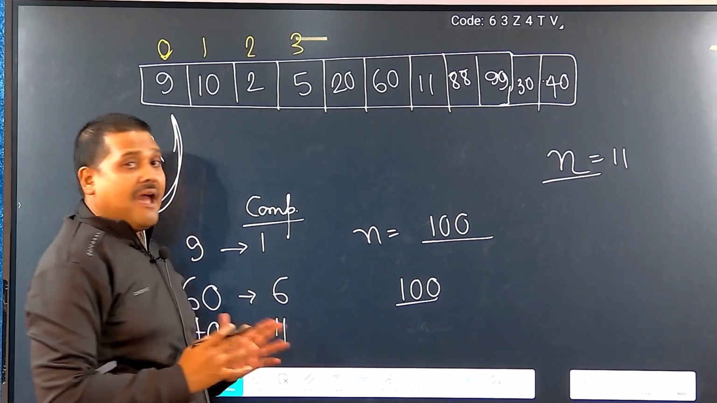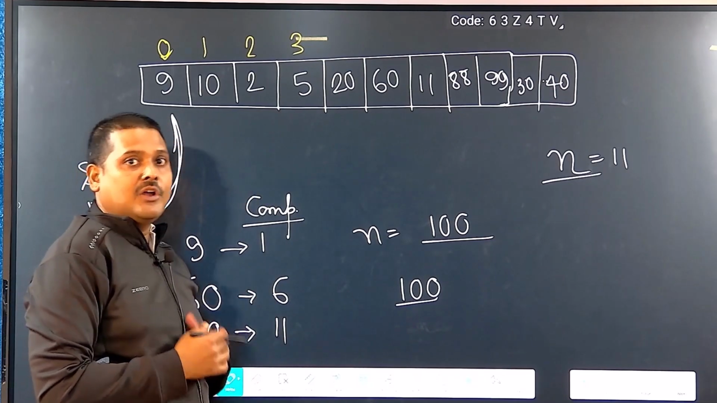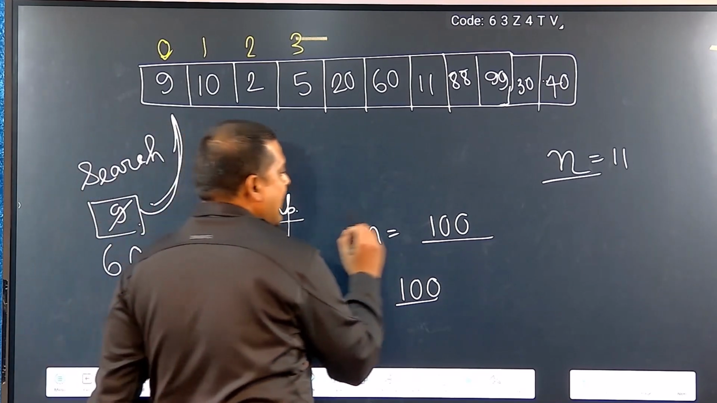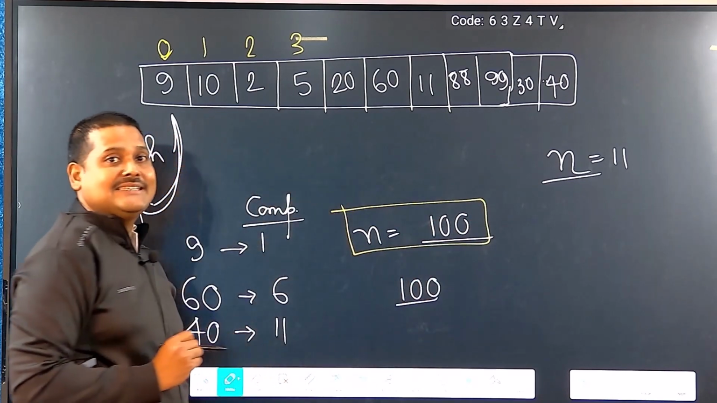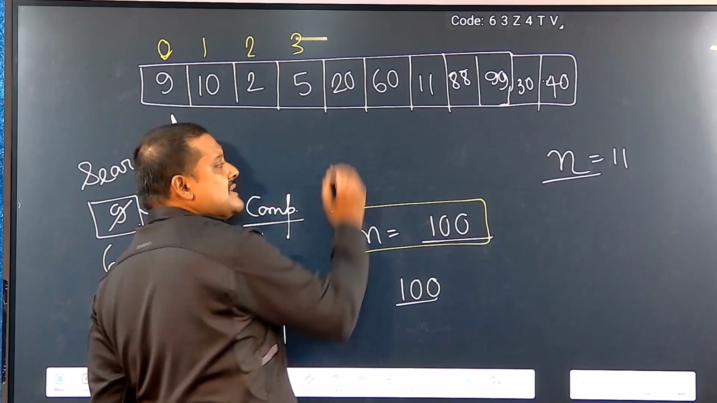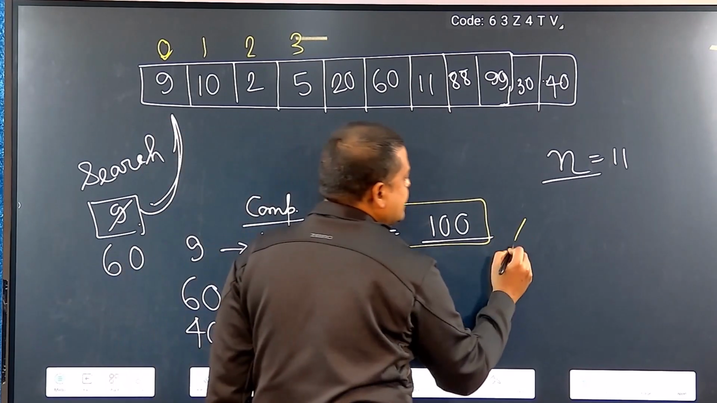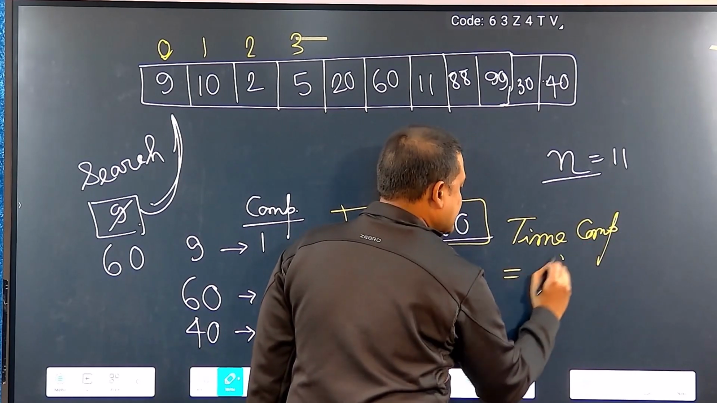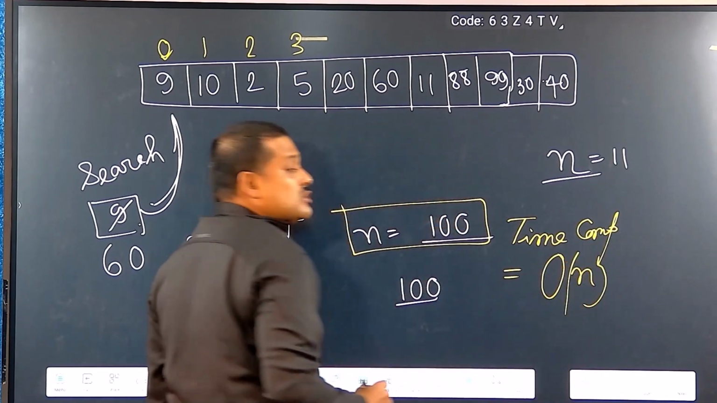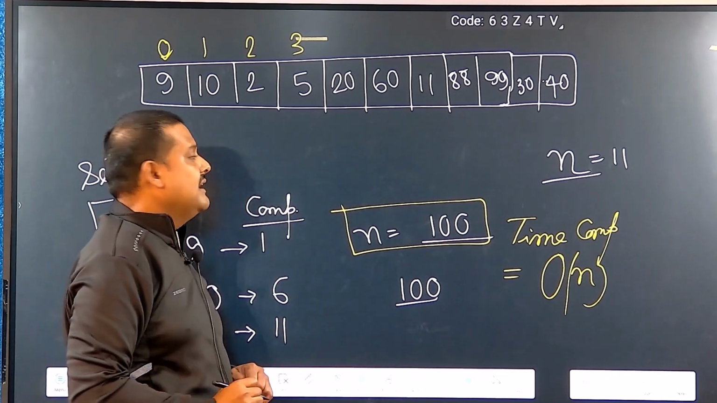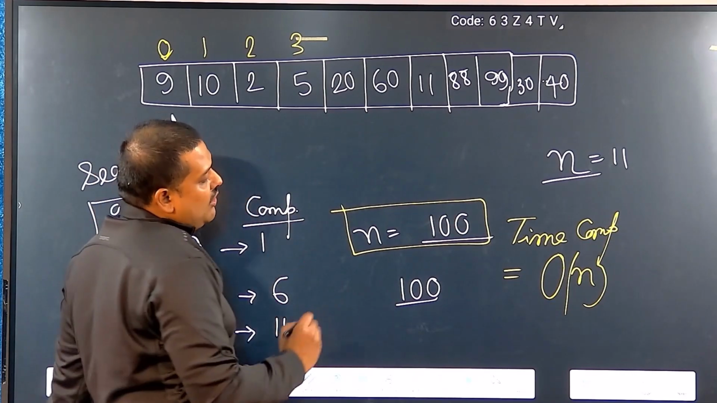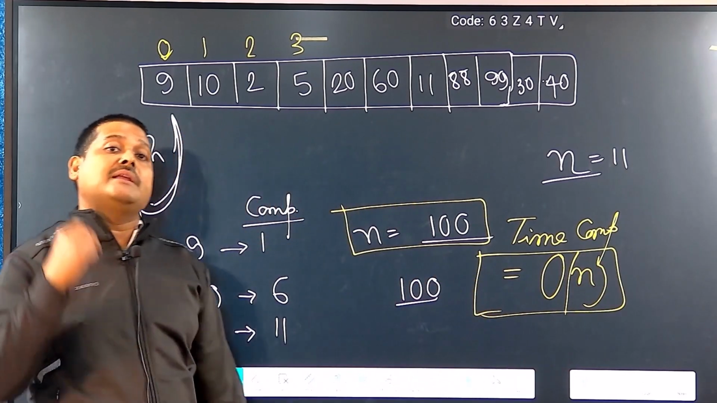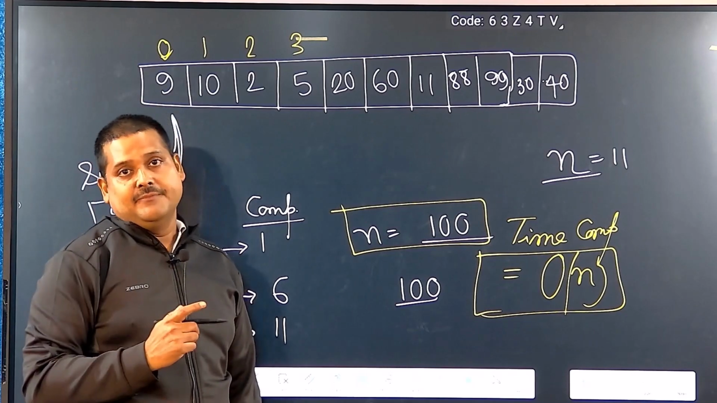But do you have any better way of storing these elements, so that we are able to search the element efficiently, in less time than this? If we try to find out the time complexity of this case, it is called big O of n. Big O is the worst case complexity of this particular case. Big O of n is the time complexity for this case, because with n number of elements, the element can be present at last. So, the time complexity definitely will be big O of n.